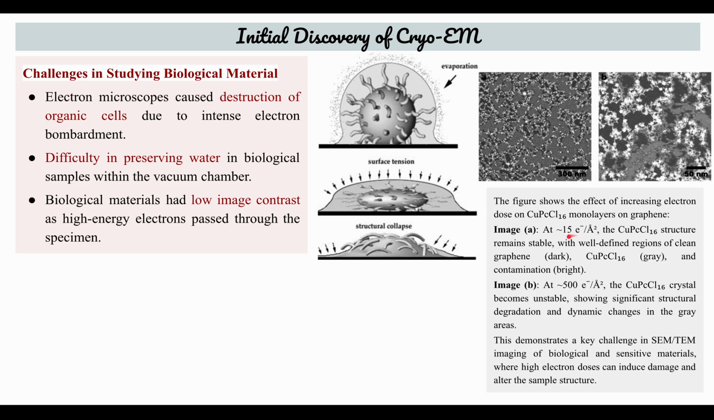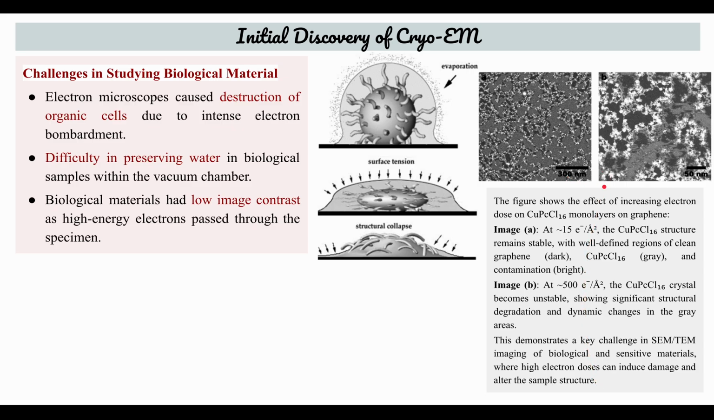So this is at this electron dose which is used, whereas if the electron beam passing through the sample is 500 electrons per angstrom square, then in such cases the CuPCCl16 crystals become unstable, showing significant structural degradation and dynamic changes in the gray areas, and you can see this white area is enhanced, which is the contamination. So this demonstrates the challenges in SEM and TEM imaging of biological and sensitive materials, where high electron doses can induce damage and alter the sample structures.